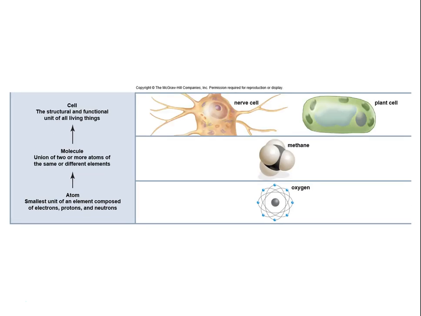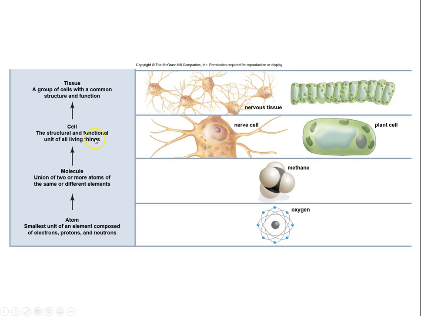All right, next we move up to the cell. Okay, so we said that's the structural and functional unit of all living things. And what it's showing you here is a nerve cell versus a plant cell. Okay, different cell types, obviously in different organisms.